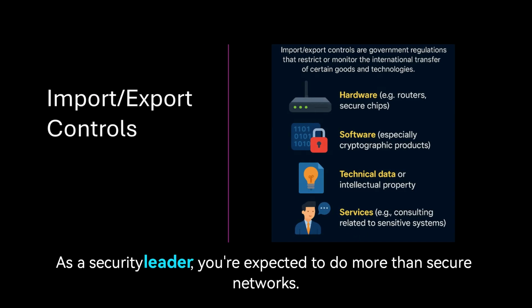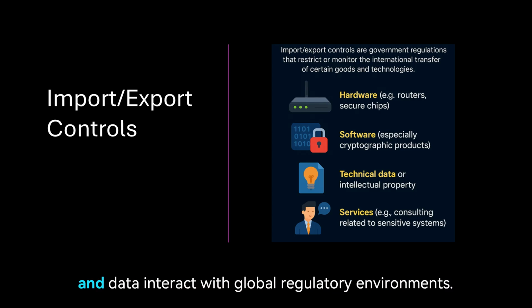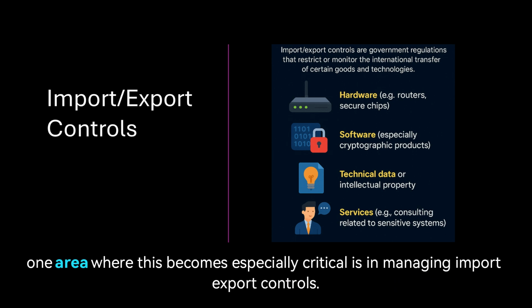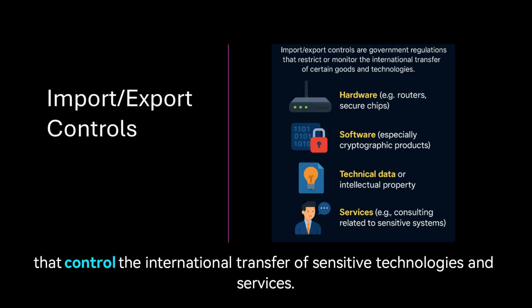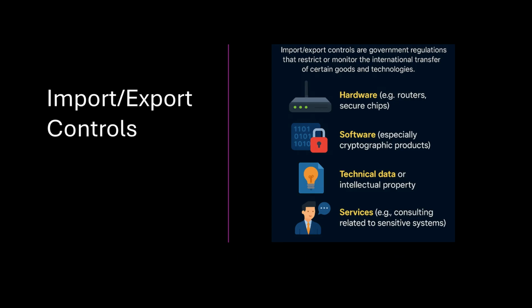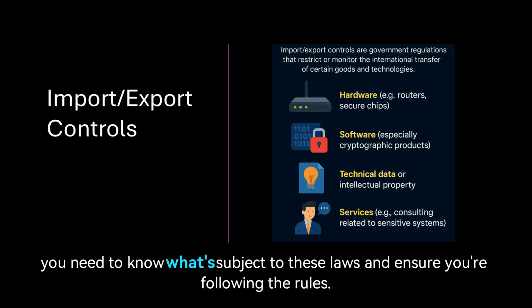As a security leader, you're expected to do more than secure networks. You must also understand how your systems, software, and data interact with global regulatory environments. One area where this becomes especially critical is in managing import-export controls. These are government-imposed regulations that control the international transfer of sensitive technologies and services. If your organization operates across borders, you need to know what's subject to these laws and ensure you're following the rules.